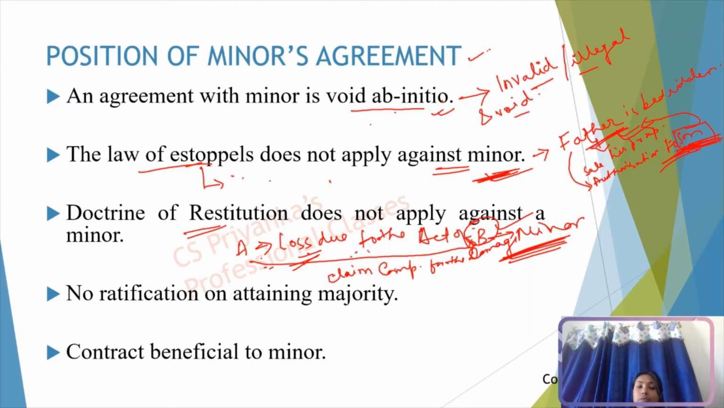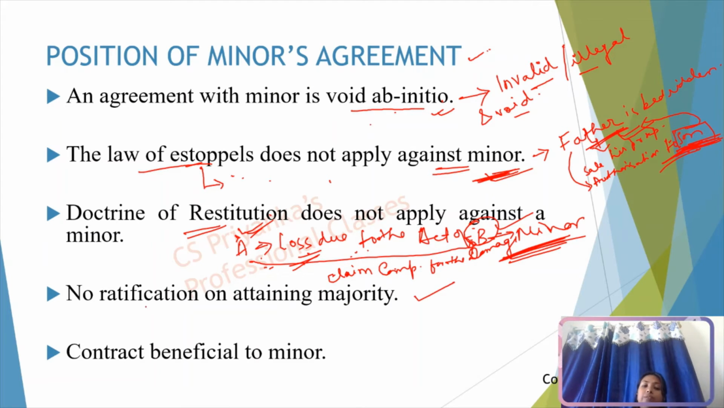So in that case, what happened? Whatever loss you suffer, if it is due to the minor, this doctrine of restitution is not applicable. That means you cannot claim any type of compensation for the damage you faced. Okay. No ratification on attaining majority.